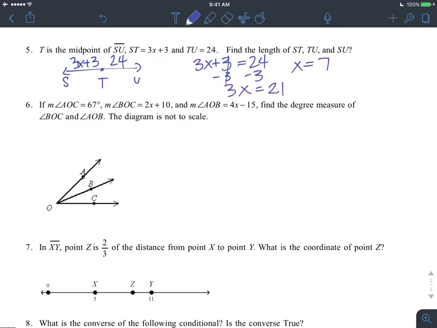So we already know that TU is 24. If we plug 7 into our 3x plus 3, we're going to get 3 times 7 plus 3, which is 24. And then SU is going to be those two added together, which is 48.